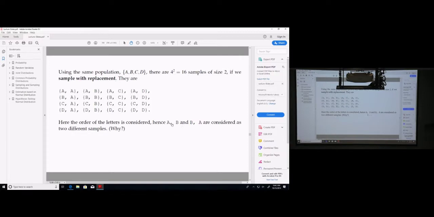And here we regard AB and BA as different. For example, you are picking from among 4 to receive 2 cash prizes. One is 100 and the other is 50. Then the order is important here.